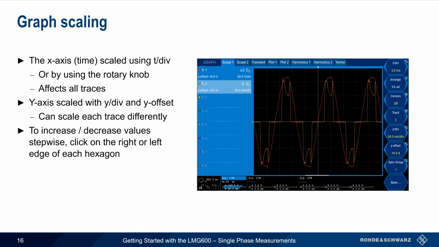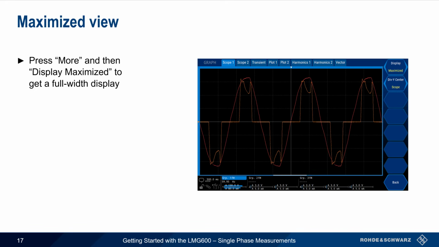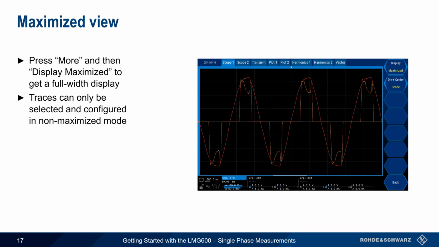Clicking on the right or left edge of each hexagon will increase or decrease scale values in a stepwise manner, and this can also be done using the associated hard key as well. In addition, pressing and holding a hexagon will bring up an input dialog, where scale values can be entered numerically. The scope screen can be maximized by pressing More and then Display Maximized. If additional traces need to be added, or existing traces reconfigured, this must, however, be done in non-maximized mode.